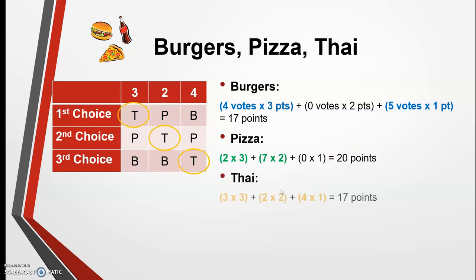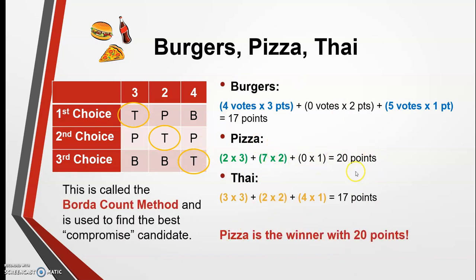And then last but not least, we'll look at tie. Tie had 3 first place votes, so 3 first place votes times 3 points per vote. 2 second place votes, so 2 second place votes times 2 points per vote. And 4 last place votes, so 4 votes times 1 point per vote, which gives us 9 plus 4 plus 4, or 17 points. So as you can see in this case, pizza received the most points, and therefore pizza would be the winner of the Borda Count method.